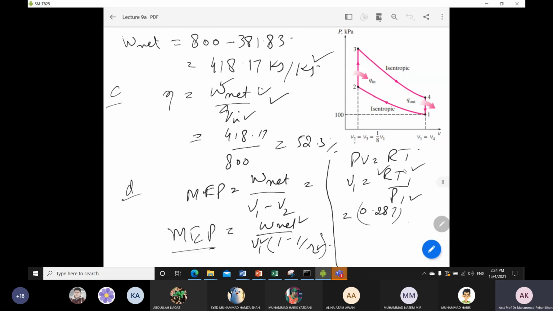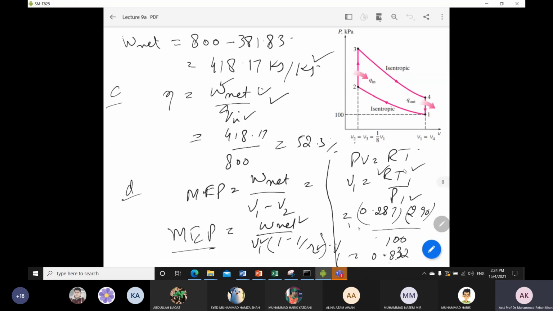0.287, which is your value of R. T1 is mentioned in your question, which is 290 Kelvin. Pressure 1 is also mentioned in your question, 100 kilopascal, and you can just solve it. You will get the value 0.832 meter cube per kg. Okay, so this is the value for your specific volume at 1.